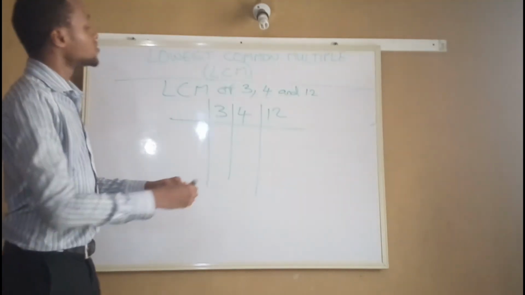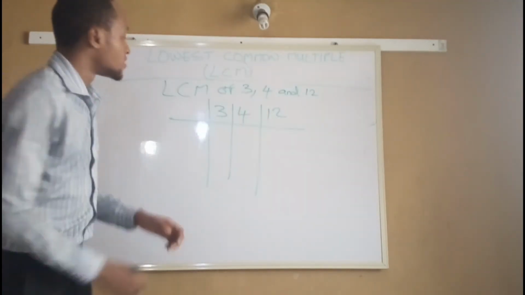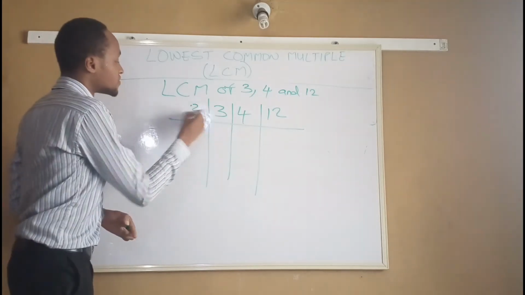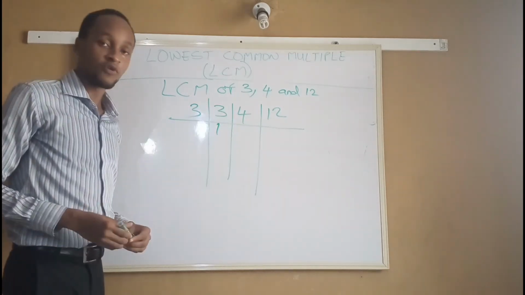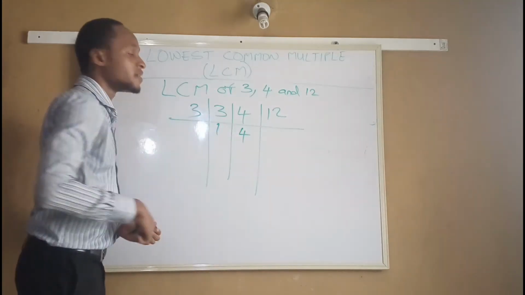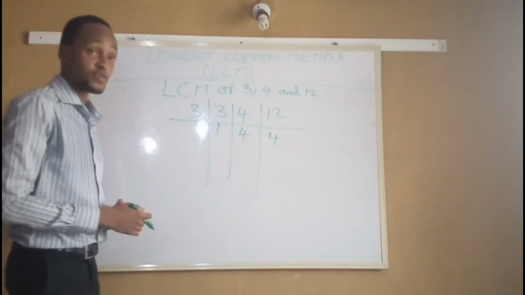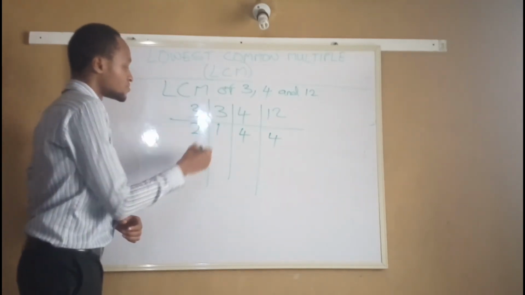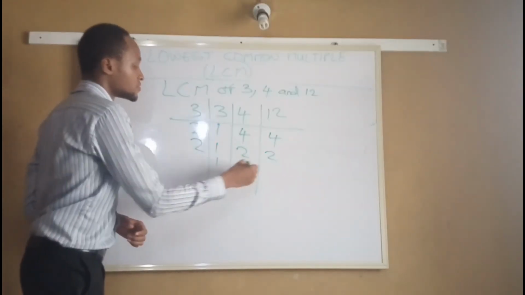Now we ask ourselves, which prime number can we use to divide any of them? Look at it, 3 can go through, 2 can go through. Now let's look at 3 first. 3 divided by 3 is 1. 3 cannot divide 4, so 4 will be brought down. 12 divided by 3 is 4. Now you have just 4 here. So what prime number can divide 4? 2. 2, 2. 2 again. 1.